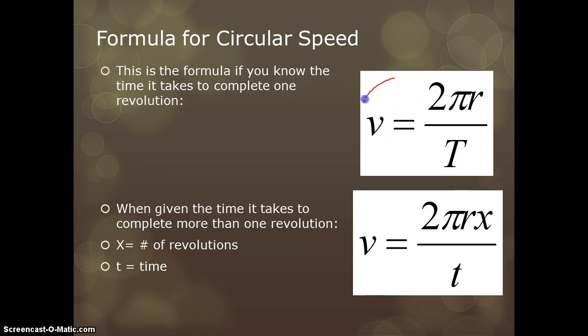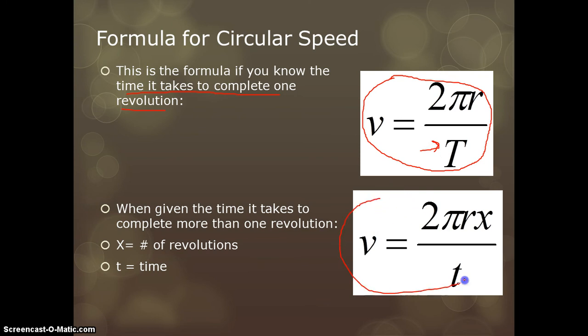Alright, this is the first box. You can write this down if you want, but you don't have to because it's the same formula we just dealt with. 2 pi r over capital T, the period. That's what you use if you have the time it takes to complete one revolution. That's the period. If you have the period, you use the formula with the period. Very simple.